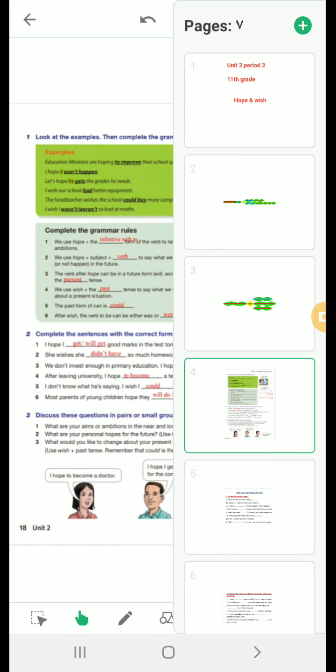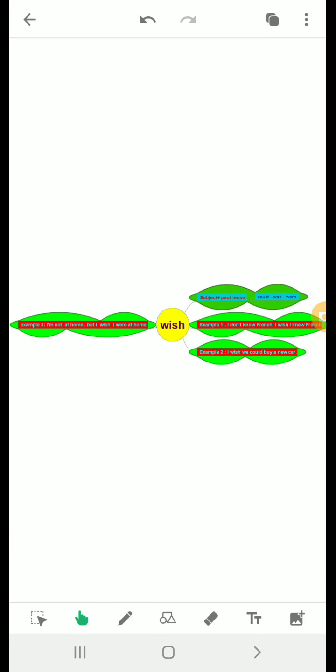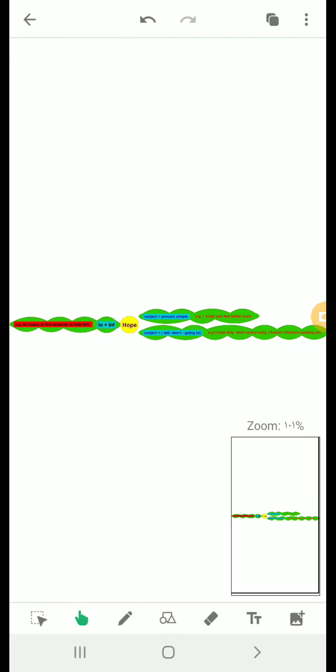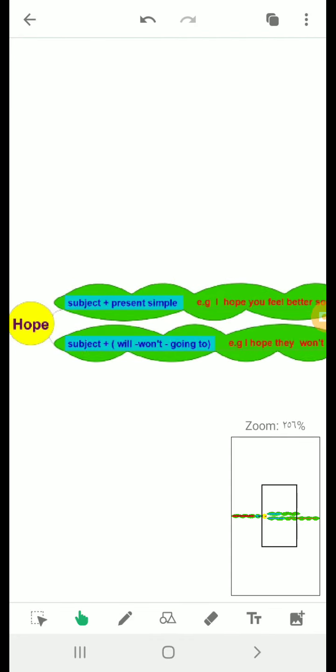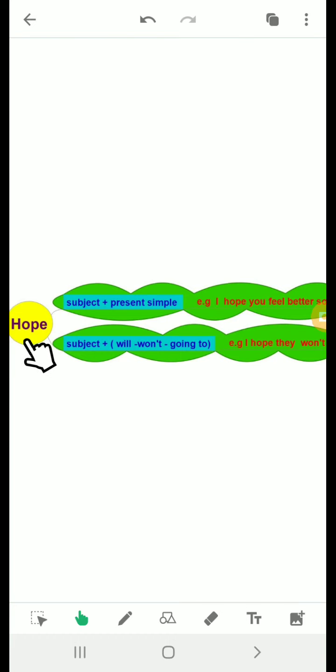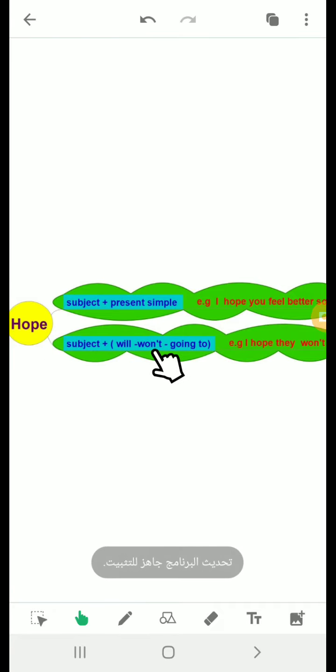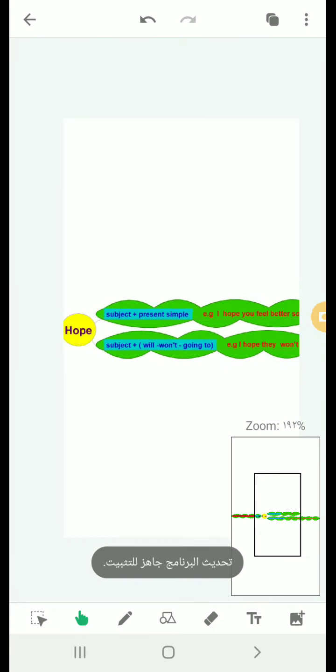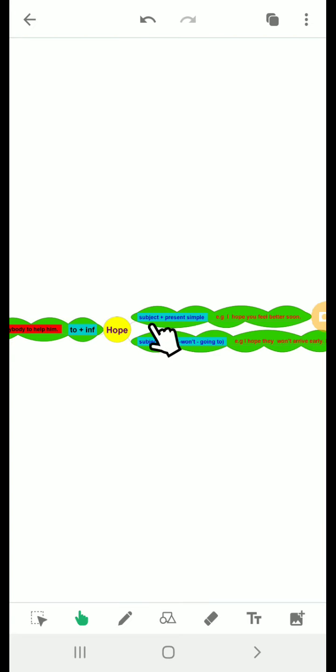Here, a mind map for wish and hope. Let's discuss it and explain what we write here. Hope. After hope, we use subject plus present simple or subject plus future simple, will, want, going to. Look at these two examples. Subject plus present simple. I hope you feel better soon. After hope we use subject.